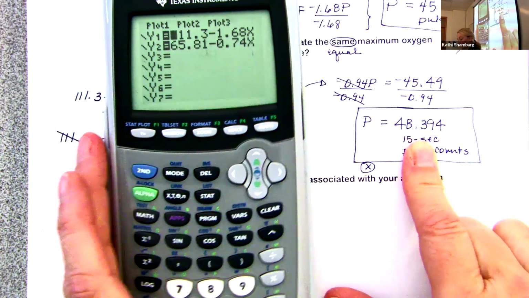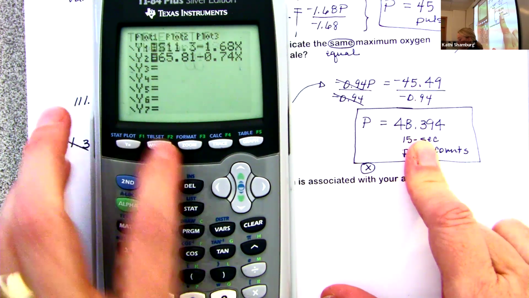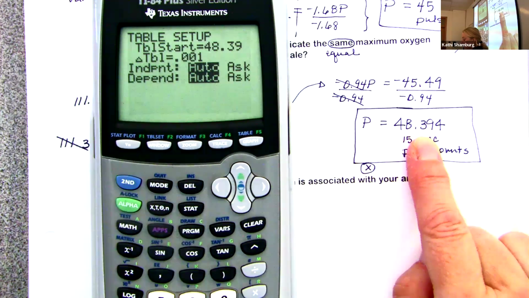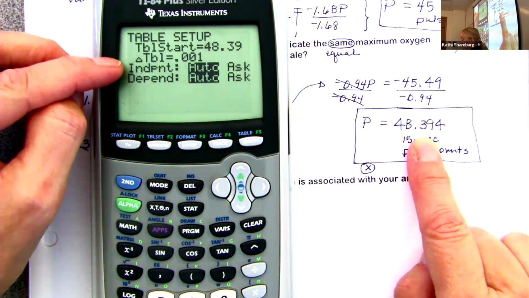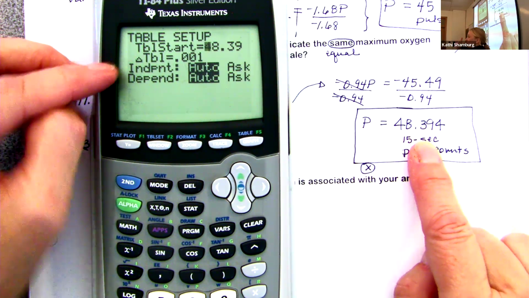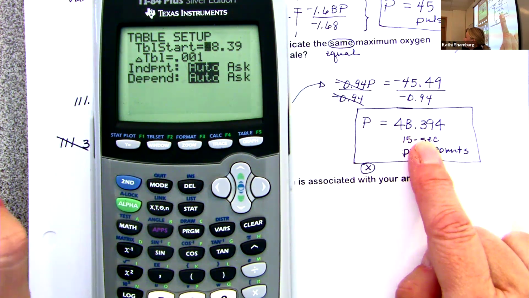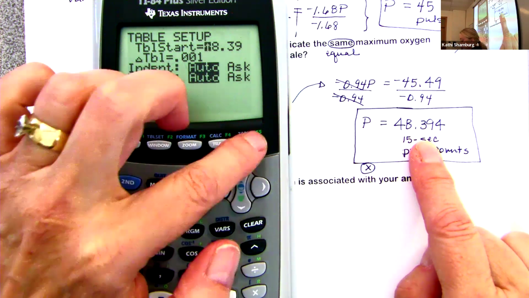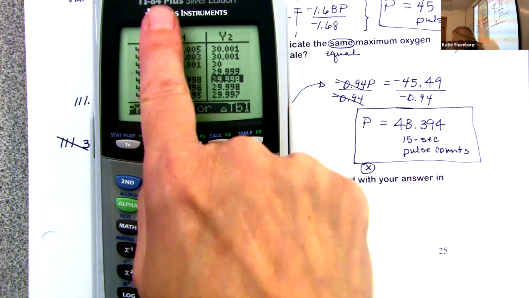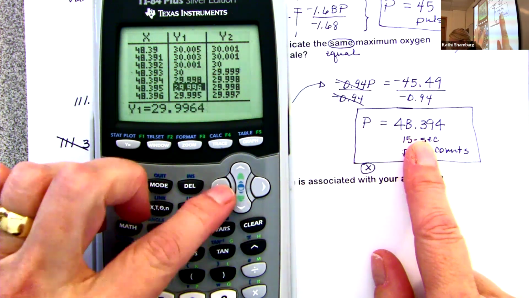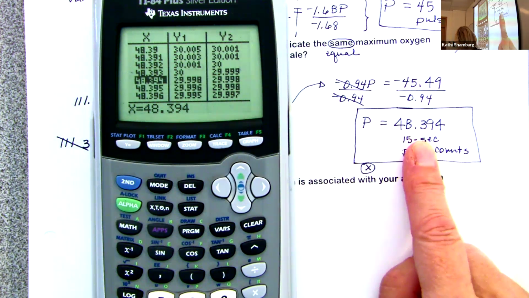Okay, so here's what we're going to do. Go to table set. And we're going to start at 48.39. So do that as your table start. And then for your change in table, I want to go 3 decimal places. So put in 0.001. Then do second table. And this first column is my X, and my X is 48.394. So I'm going to find the 48.394.